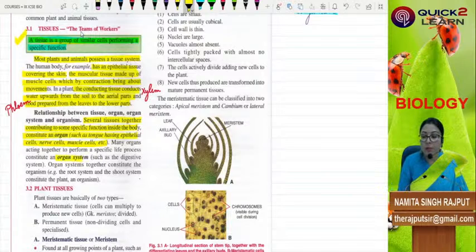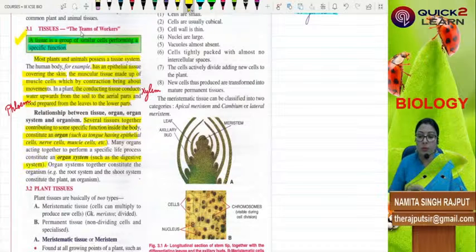Such as, the best example is our digestive system. The digestive system consists of so many organs, which you will be studying in this class later on. So the digestive system starts with the mouth, and it has the tongue and various glands and the esophagus, stomach, small intestine, large intestine. All those organs are part of that organ system, which is known as the digestive system.